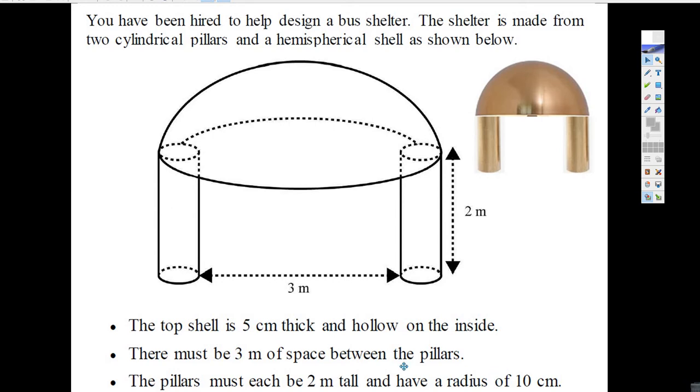It looks like that. Now, they tell a story here. They say the top shell, this piece of metal, is hollow, but it's 5 centimeters thick. Between the two cylinders on the inside, it's 3 meters. The cylinders are 2 meters high, but the radius of these cylinders is 10 centimeters, which is 1/10 of a meter. You have to put everything in the right units or things just don't work.